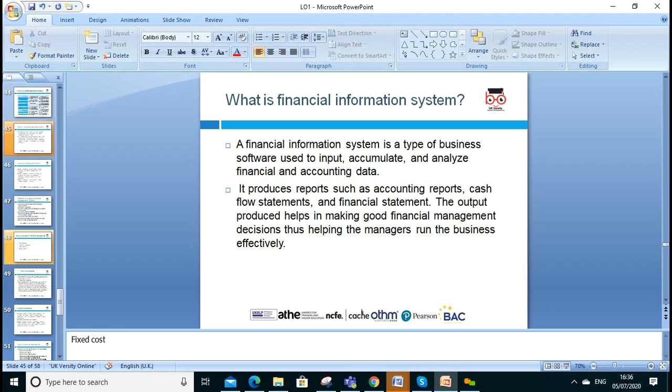So like cost that will not change, like rent. Rent stays the same. Variable cost, the cost will change with the level of output. Like labor, if you spend more hours, more cost. If you use more material, it is more cost.